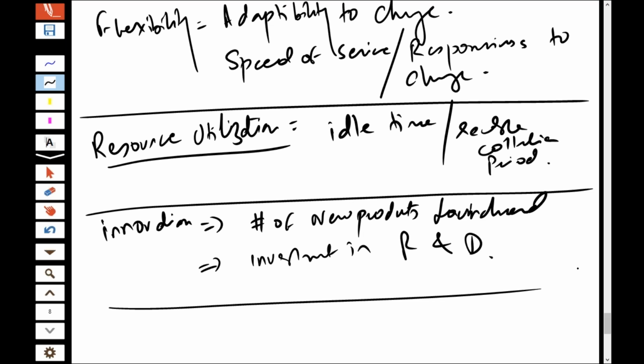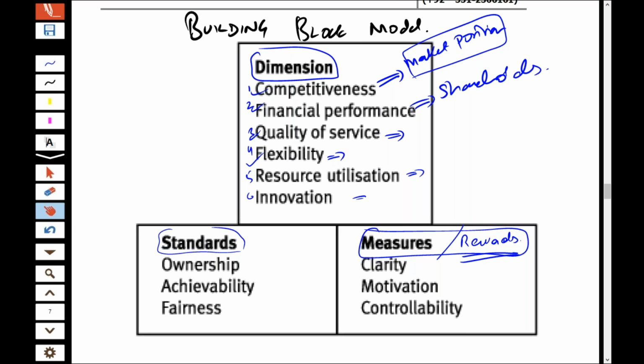So when we apply the building block model, what does it say? The building block model tells us that you have to measure the performance of the entity using these six dimensions.